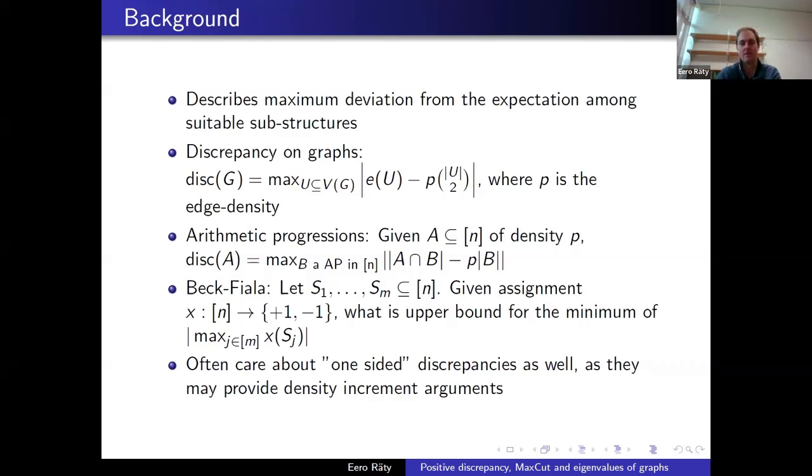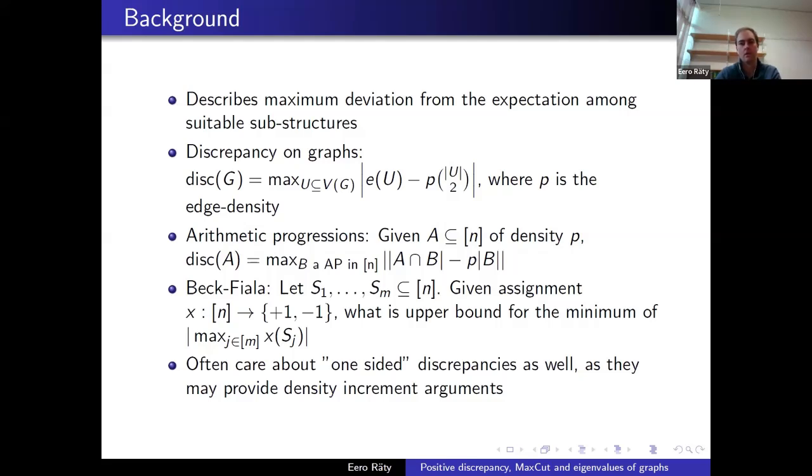In graphs, the discrepancy is defined as the maximum of the number of edges in a subset U minus the expected number of edges we would expect to see in U, so it's p times U choose 2. And here we don't distinguish between positive and negative discrepancy, so we take the absolute value of it. However, there are many other examples where discrepancy is studied as well.